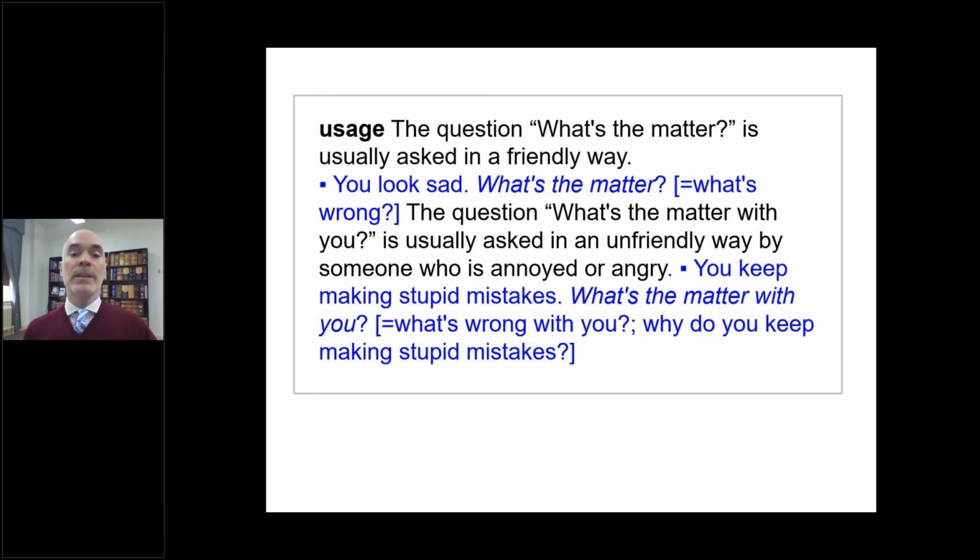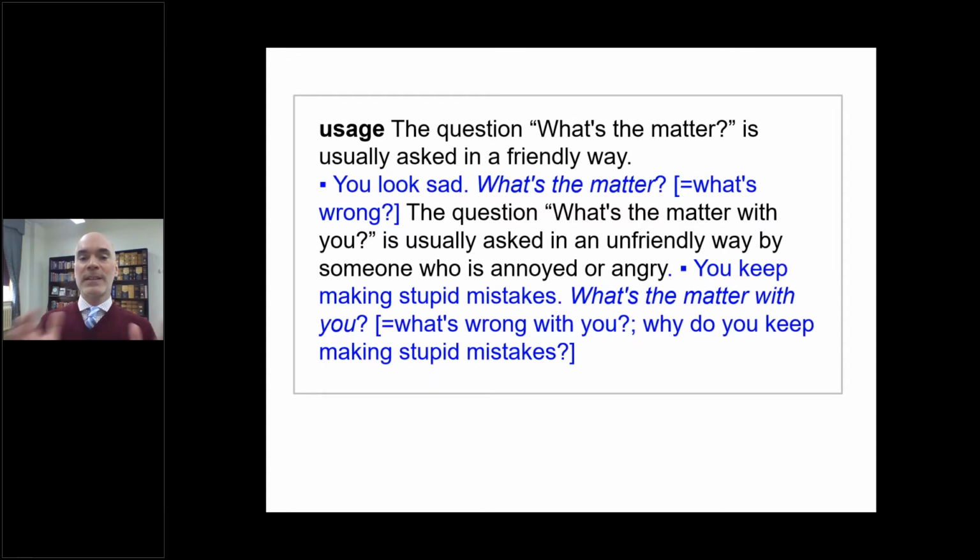So other ways of expressing extra linguistic qualities that are shown in the dictionary has to do with tone. So, for example, you can say, "What's the matter?" And that's a very sympathetic question. You look sad. What's the matter? But if you were to say, "What's the matter with you?" That's a very unsympathetic question.